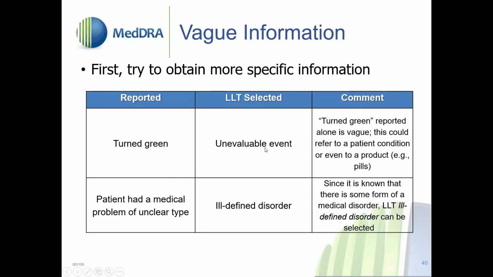If we knew that there is something wrong with the patient, as shown in the second example here, we would choose LLT ill-defined disorder. MedDRA includes several LLTs and PTs in SOC General that can be used for such vague scenarios where we know that the patient is affected, like for instance also PT general symptom or PT local reaction. So more vague terms that can be used to make clear that there is a vaguely reported condition that affects the patient.